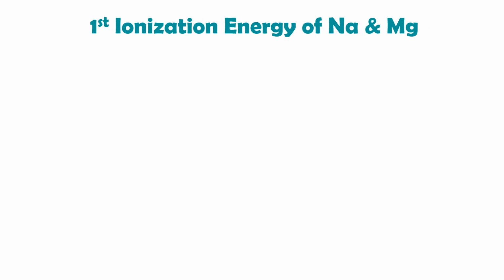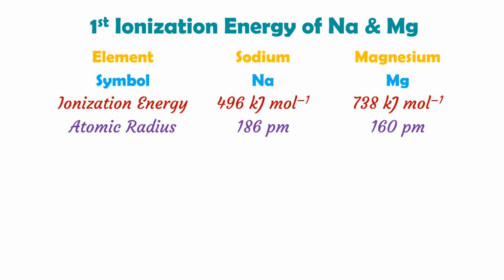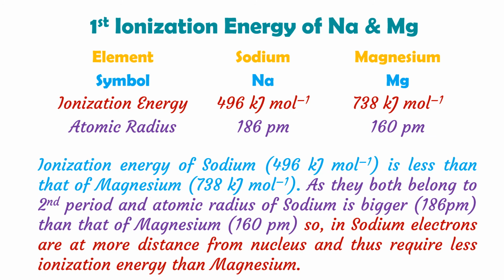Let's have a comparison of two elements in a period. For example, first ionization energy of sodium and magnesium. The symbol of sodium is Na and magnesium is Mg. Sodium has 11 electrons and magnesium has 12 electrons. Atomic size of sodium is 186 picometer, while atomic size of magnesium is 160 picometer, which is smaller than sodium. As you already know, atomic size reduces along the period.